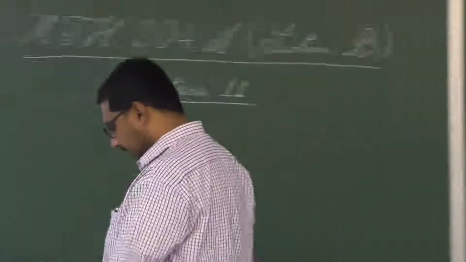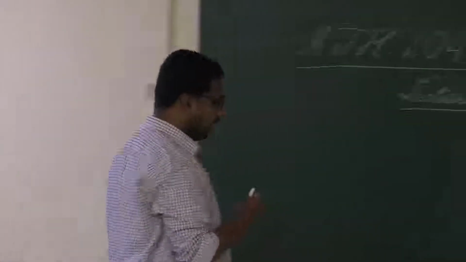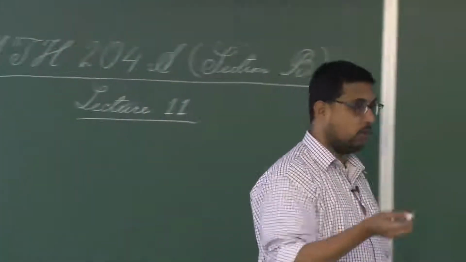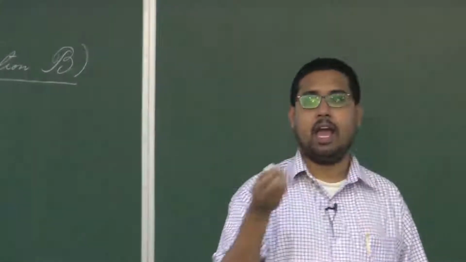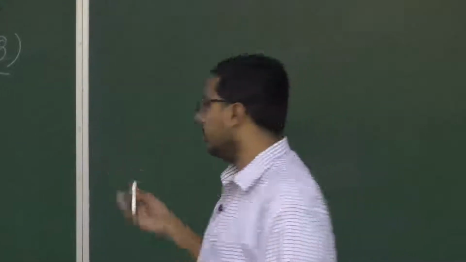This is the 11th lecture of the course MTH 204A for section B. Recall that in the last lecture we were talking about orbits and stabilizers in the actions of general linear groups.